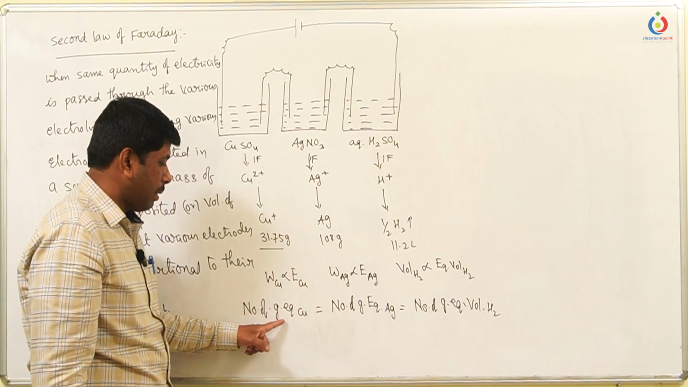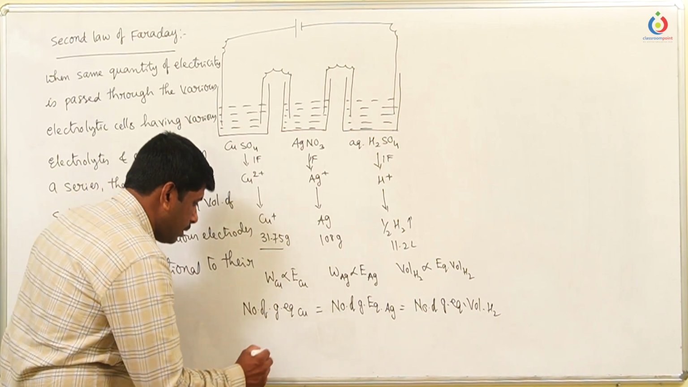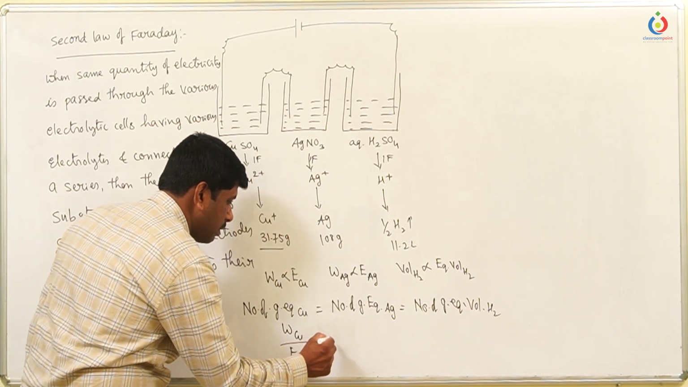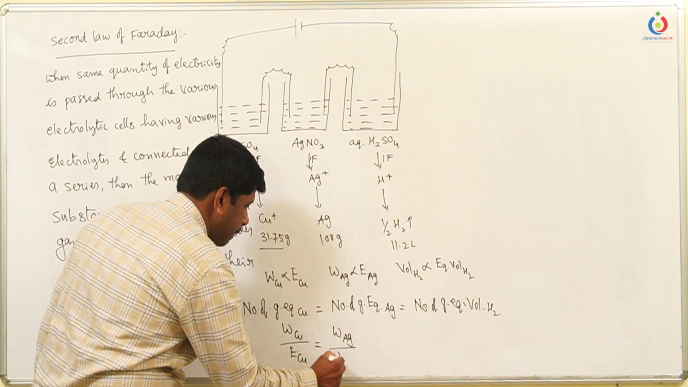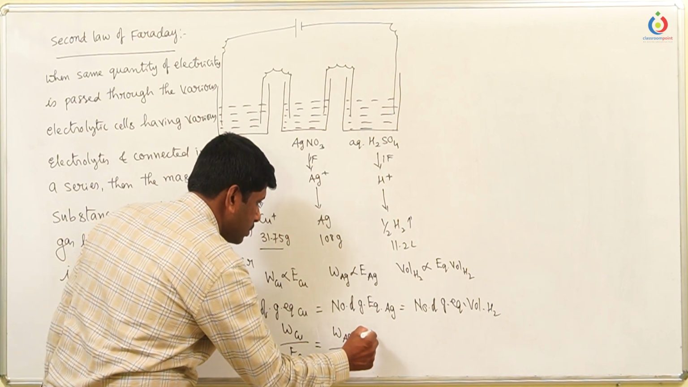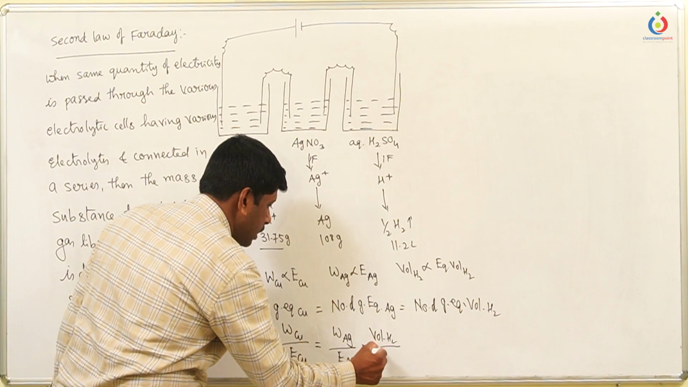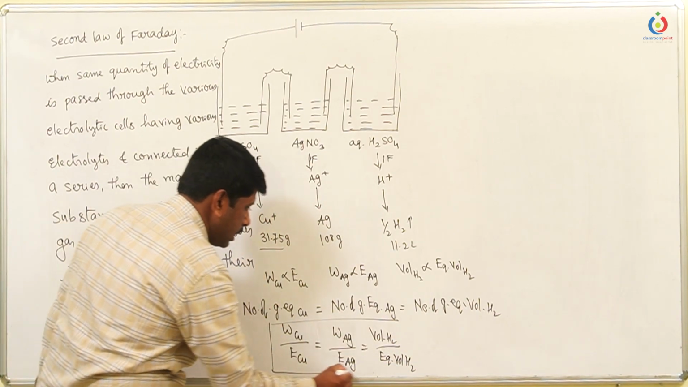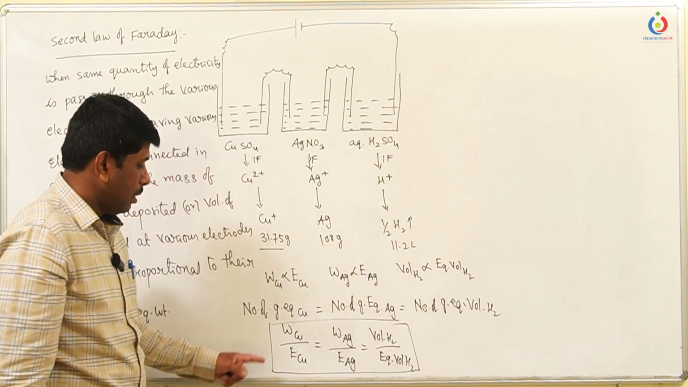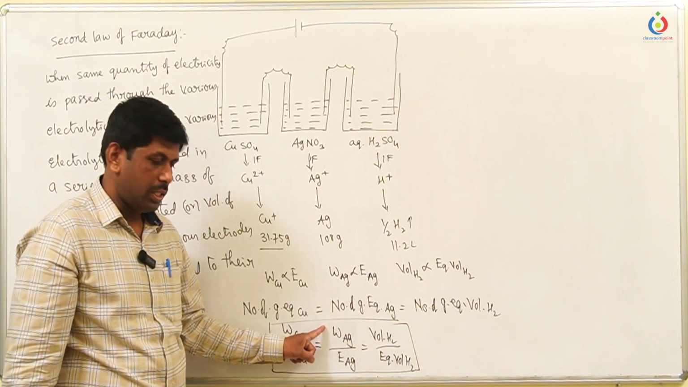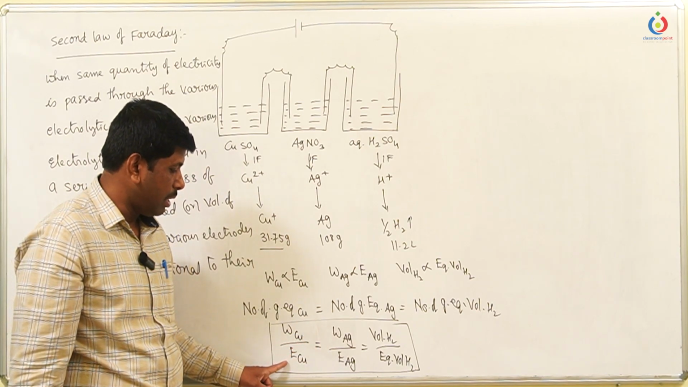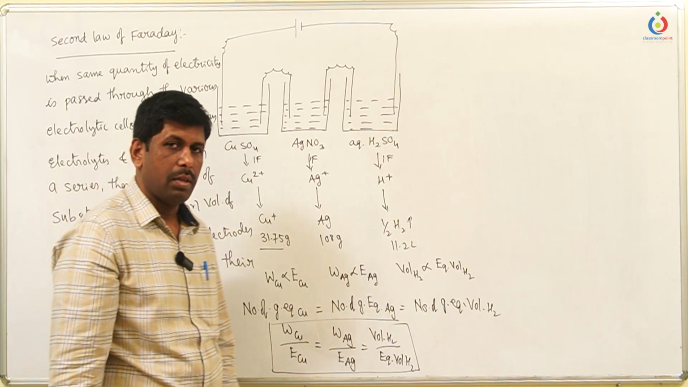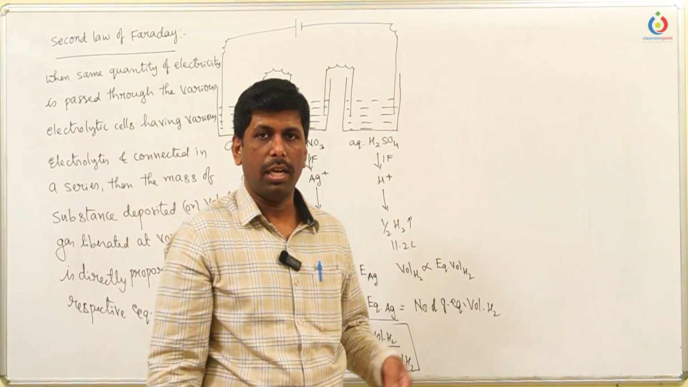Then how to calculate the number of gram equivalents? Weight by equivalent weight. So the weight of copper divided by the equivalent weight of the copper is equal to the weight of silver by the equivalent weight of the silver, which is equal to the volume of hydrogen by the equivalent volume of the hydrogen. So by knowing this, if two solutions are connected in a series, by knowing the equivalent mass and the mass of the substance deposited, we can easily calculate the mass of the substance deposited at the other electrode.